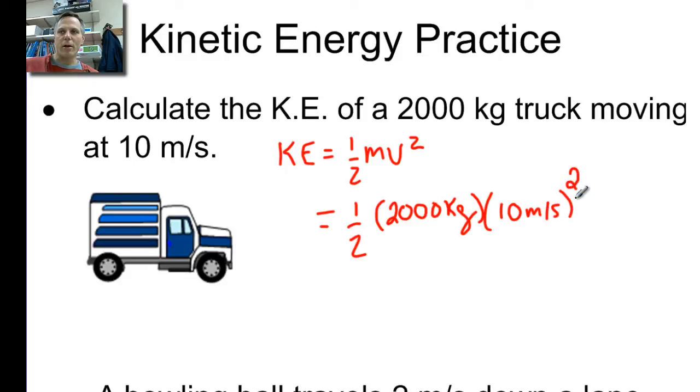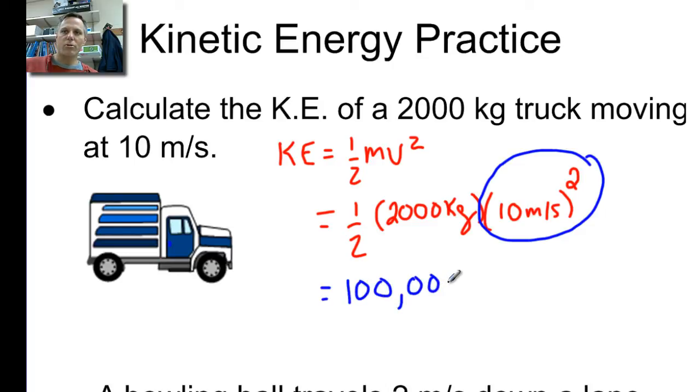and we have to square it. What do we square? We only square the value of 10. So it's 10 times 10, which is 100, times 2,000 is 200,000, divided by 2 will give us our final answer, which is 100,000. What are the units for energy? Joules. So it's 100,000 joules.